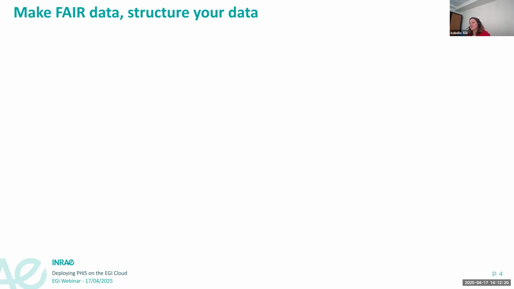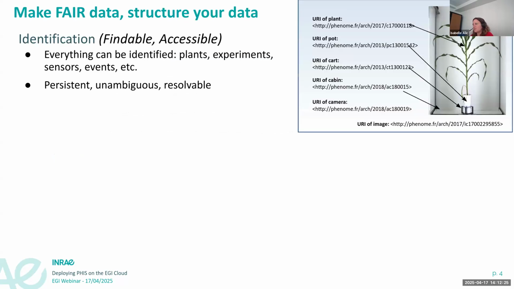So to have FAIR data, you need to structure your data. We rely on two pillars in the PHIS information system. The first is identification. Identification will lead you to findable and accessible data. Everything will be identified in your experiment. You will identify the plant, but you will also identify the pot in which the plant is, the cart that is leading the pot to the cabin, which is also identified. The camera taking the picture will be identified, the image will be identified.